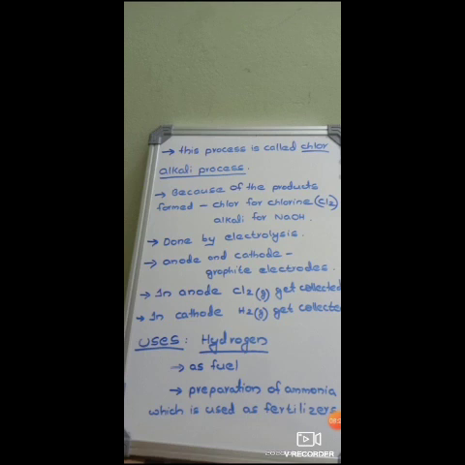Now, the uses of the important products formed during this process. First one, hydrogen. We know that hydrogen is an important fuel. It is considered a good fuel which is used in rockets. It does not have any polluting byproducts. This hydrogen is also used in the preparation of ammonia, which is used as fertilizer.